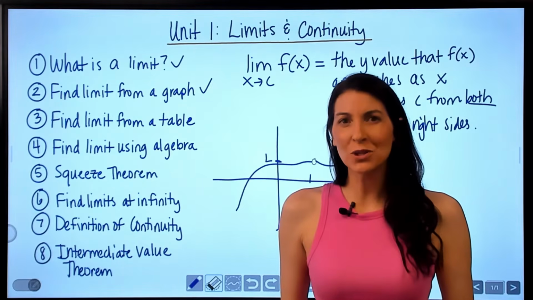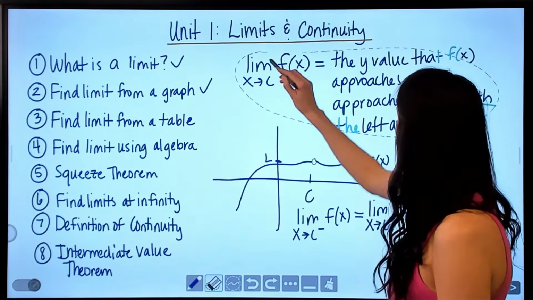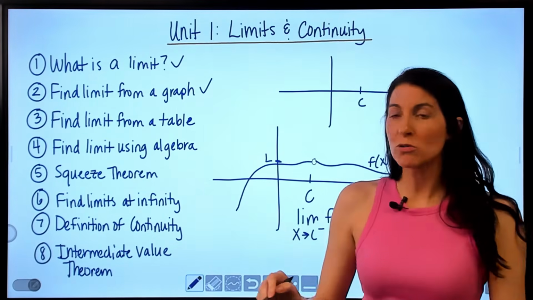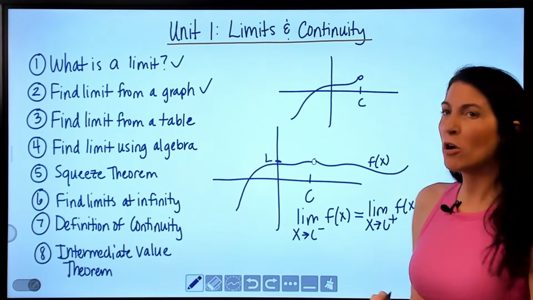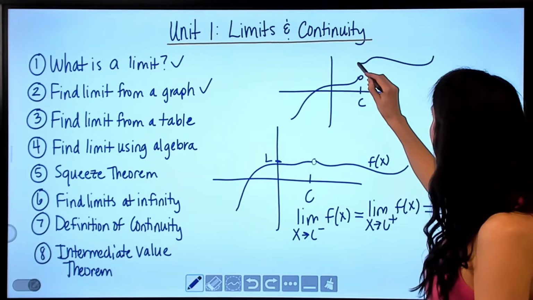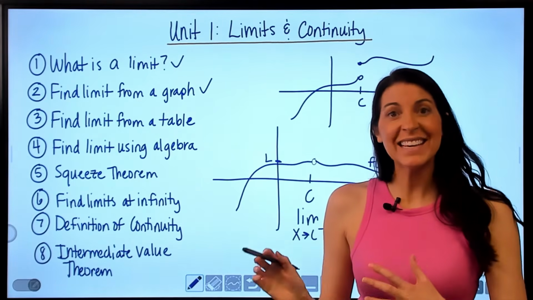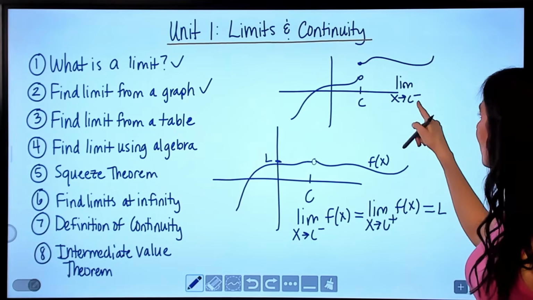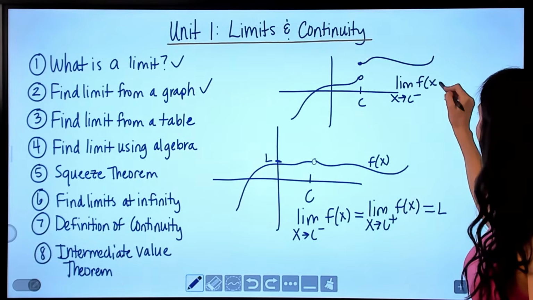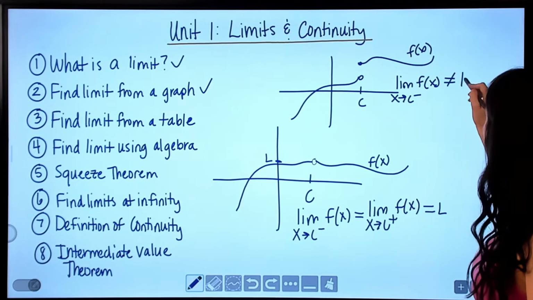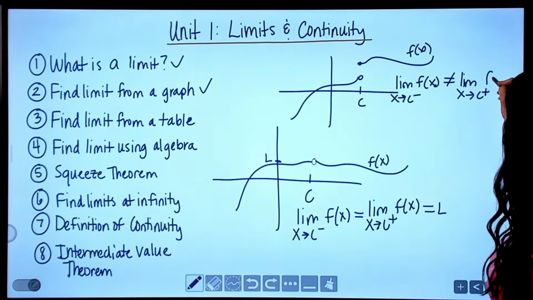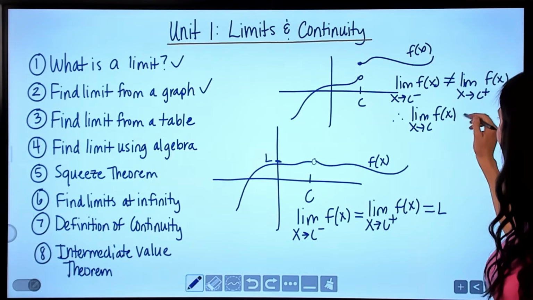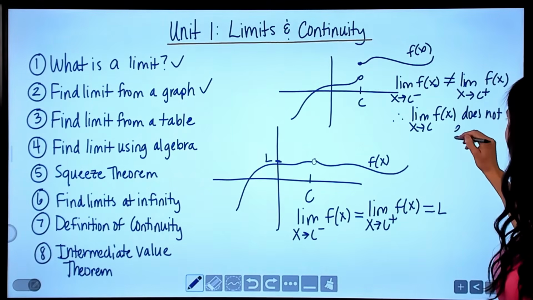So what if this graph were to look a bit different? So let's say you had a graph, and as f of x approached c from the left-hand side, you're approaching this y value, and from the right-hand side, we were approaching this value. In this case, the limit would not exist, and that's because the limit as x approaches c from the left-hand side of f of x does not equal the limit as x approaches c from the right-hand side of f of x. Therefore, the limit as x approaches c of f of x does not exist.